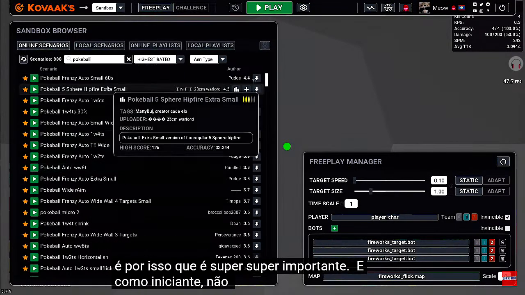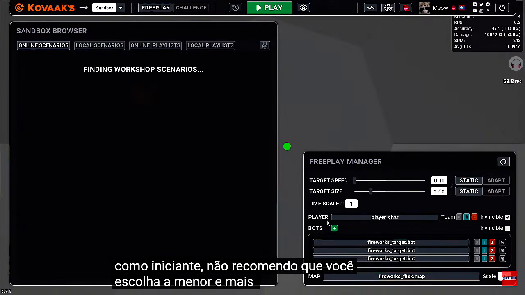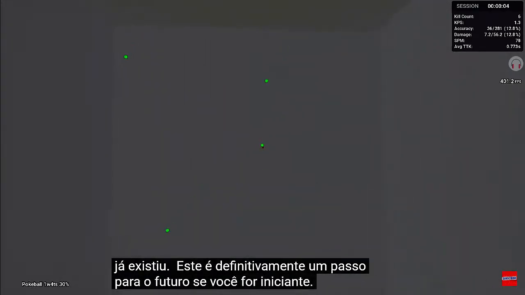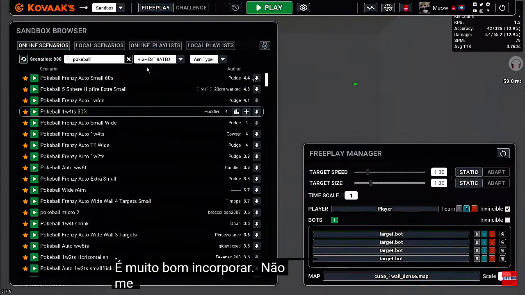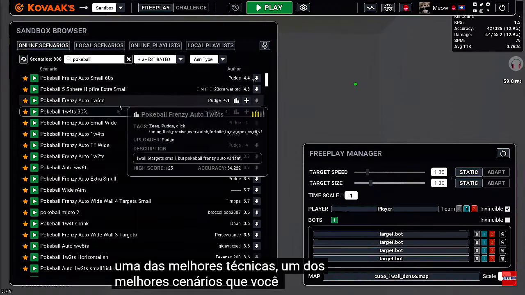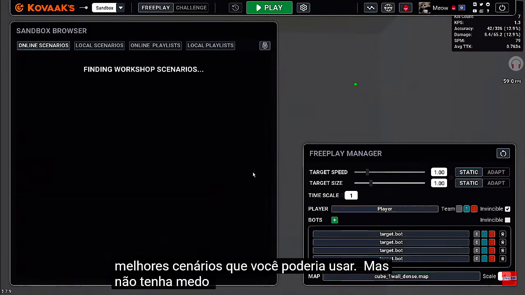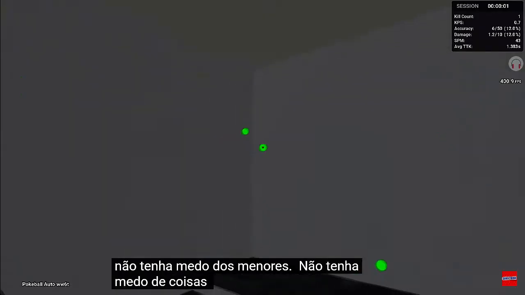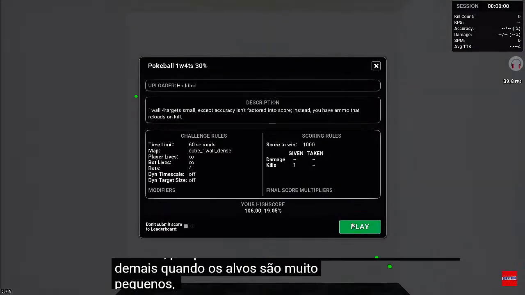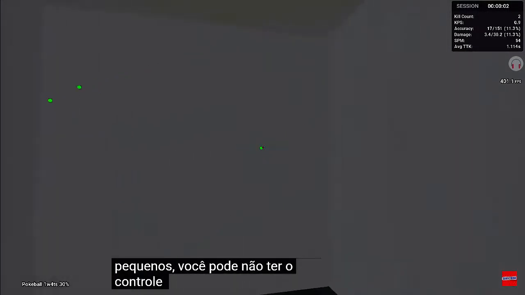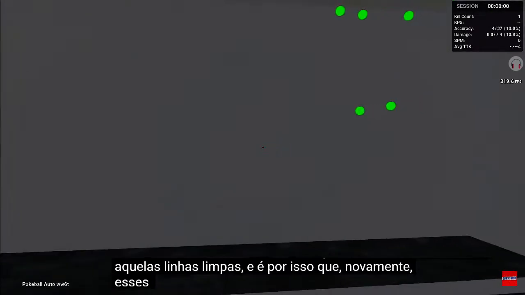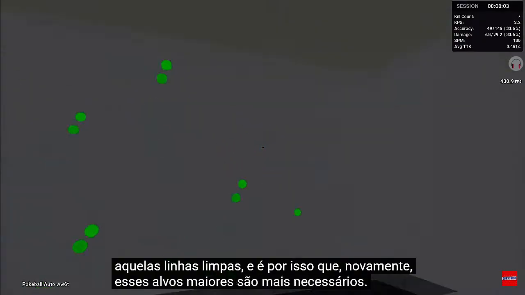And as a beginner, I don't recommend you going to the hardest, smallest pokeball ever required. This is definitely a step for the future. If you're a beginner, it's very good to incorporate. Don't get me wrong, extra small static pokeball is some of the best techniques, some of the best scenarios you could ever use. But don't shy away from the bigger stuff as a beginner, because if you're constantly over flicking when the targets are super small, you may not just have the mouse control yet to properly draw those clean lines, which is why, again, these larger targets are more necessary.